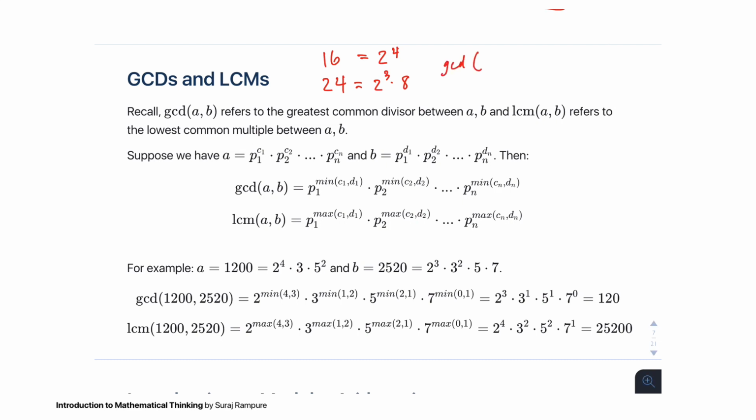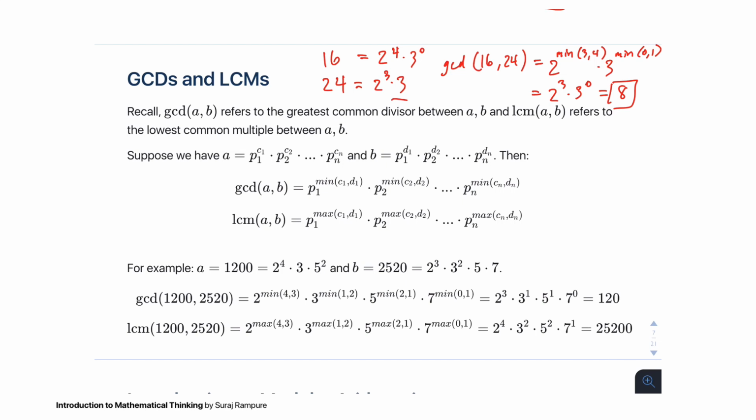So we have the GCD of 16 and 24 is equal to 2 raised to the min of 3 and 4 times 3 raised to the min of 0 and 1. Is that clear? Because 24 has a factor of 3, but in 16 we could implicitly write a 3 to the 0 because it doesn't have a factor of 3. Is that clear? And then what's the min of 3 and 4? Of course it's 3. What's the min of 0 and 1? It's 0. So it's just 8. Is that clear?